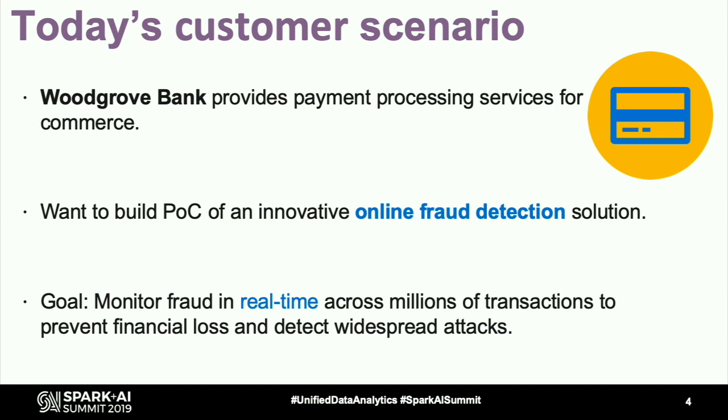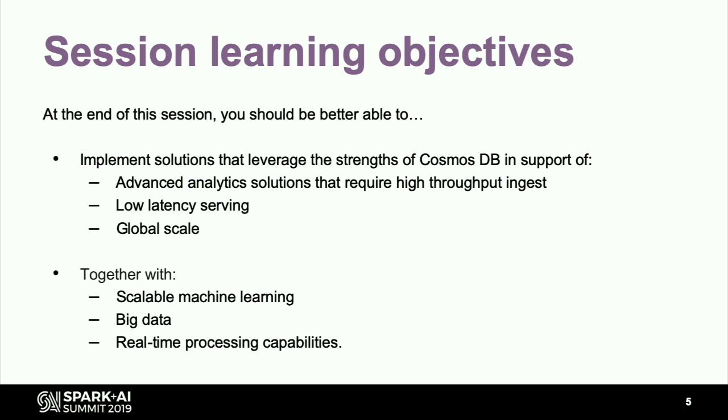To do this, they have several requirements. Before that, what do you want to take away from this session? What should you learn? You want to learn how we can leverage Cosmos DB's strengths. For example, Cosmos DB's biggest strength is its global distribution. How can you leverage some of Cosmos DB's strengths along with other services like machine learning, real-time processing, and big data to build a globally scalable, low latency, and high throughput solution?